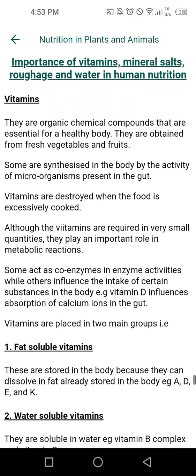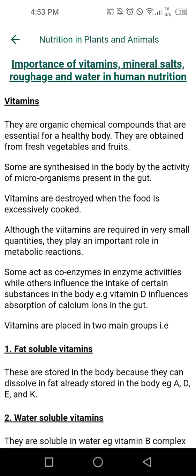Importance of vitamins, mineral salts, roughage and water in human nutrition.